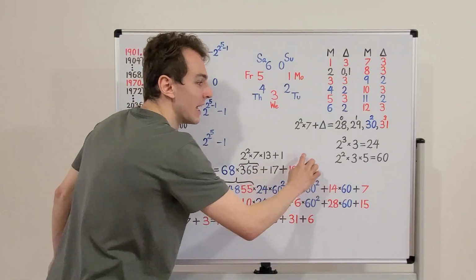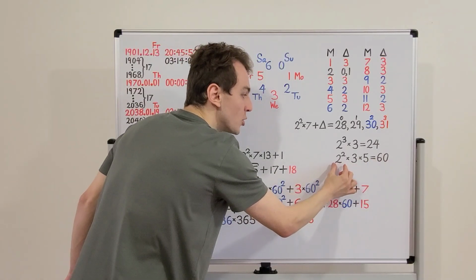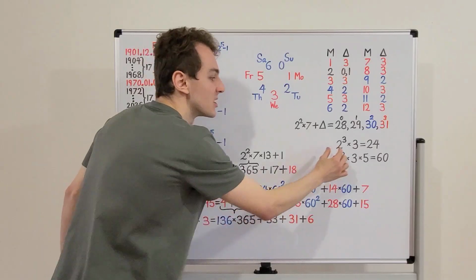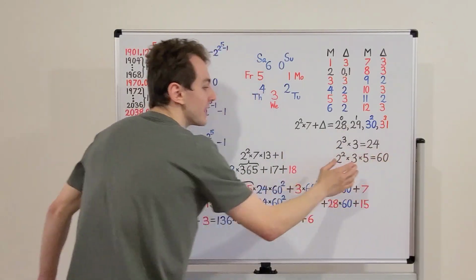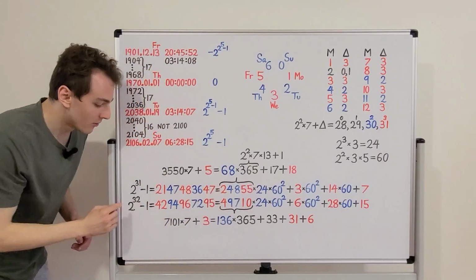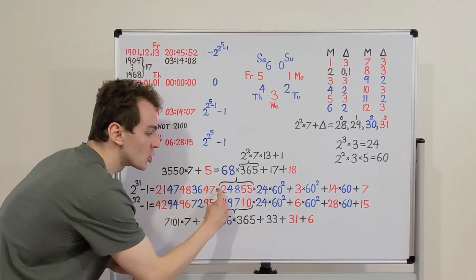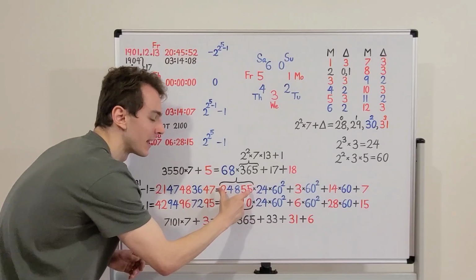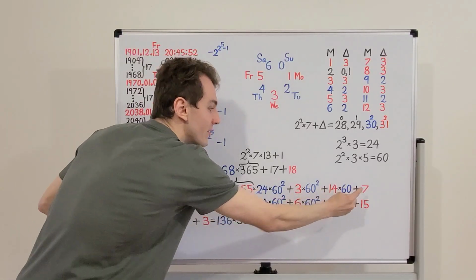Now over here you can observe the prime factorization of these two values. 60 can be expressed as 2 squared times 3 times 5, and 24 can be expressed as 2 cubed times 3. It's always useful to observe the prime factorizations. So now we can observe that for this value, 2 to the power of 31 minus 1, there are 24,855 days. And there are 3 hours, 14 minutes, and 7 seconds.